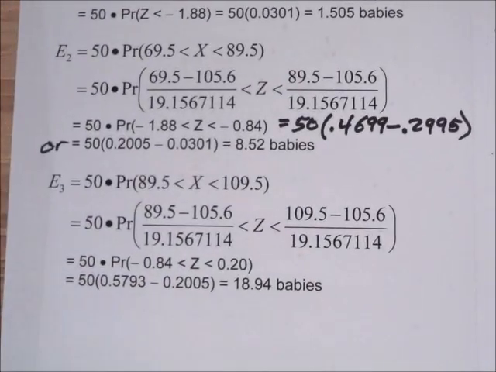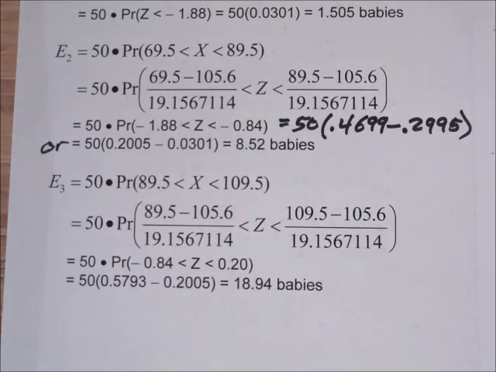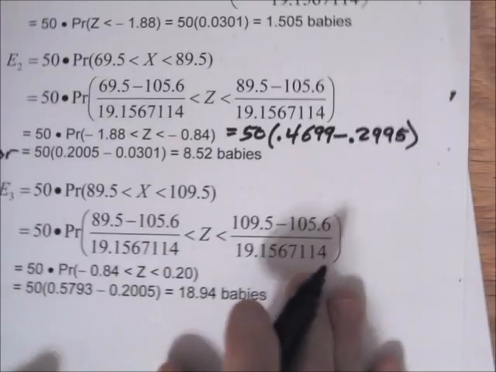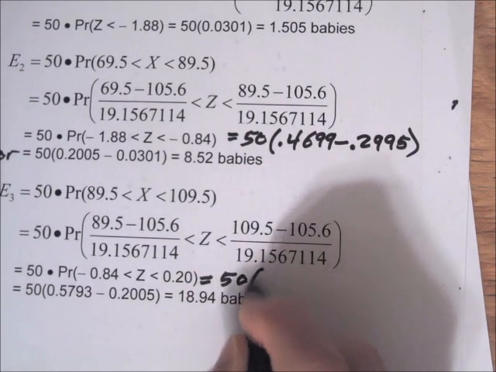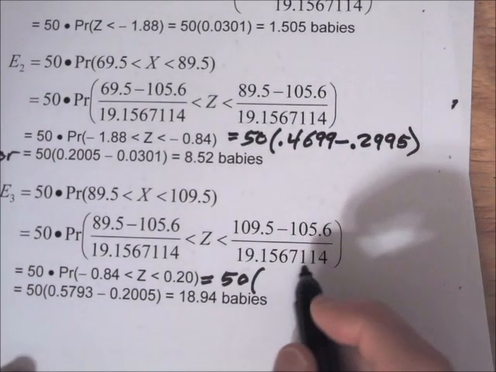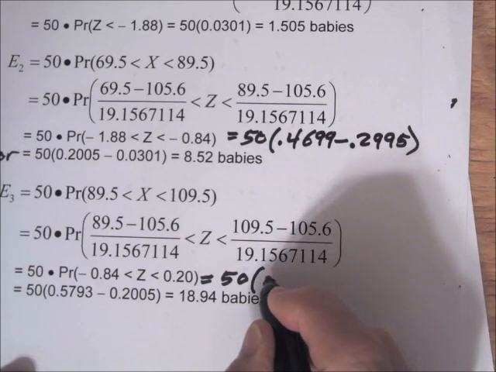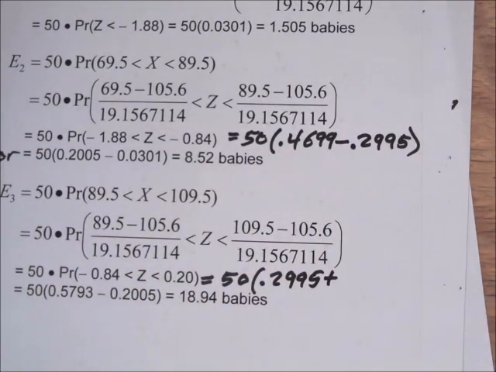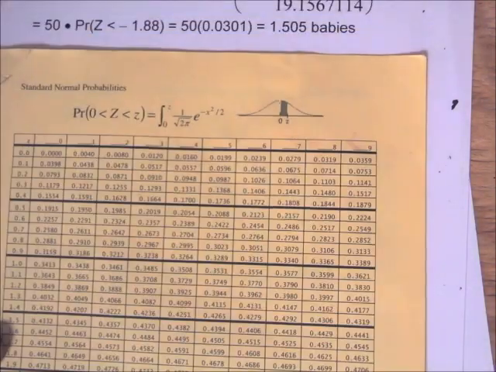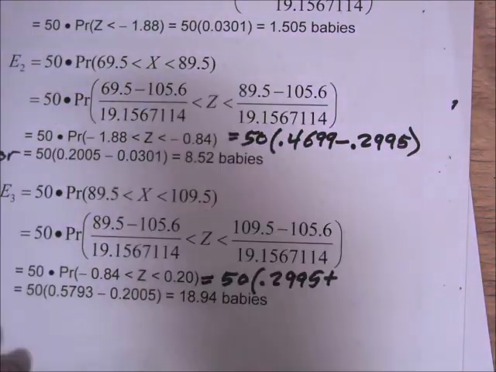The third expected value, again, you want to compute these into z-scores. This time we have z between a negative and a positive. So if you're using the one-page z-table for z between a negative and positive, you want to look up both numbers and add. So the 0.84 is going to be 0.2995. And then the 0.20, row 0.2, column 0, is 0.0793.